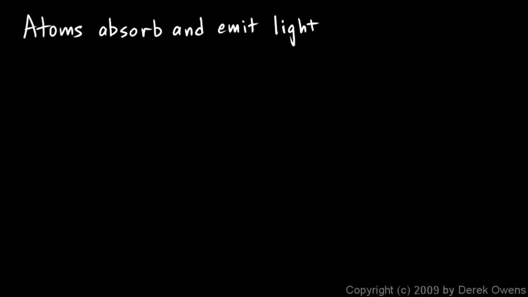Now it turns out that atoms can absorb and emit light, and now we're going to talk about how. And if you understand the quantum hypothesis, the thought that energy only exists in little packets of certain sizes, then you can understand the process by which atoms absorb and emit light. Now here's how it works.